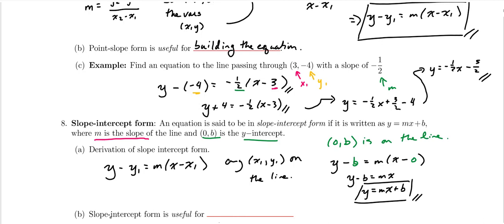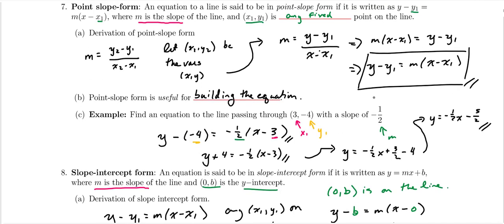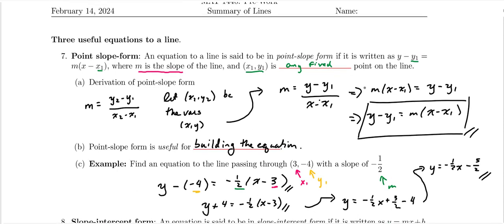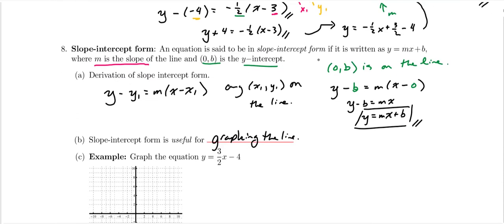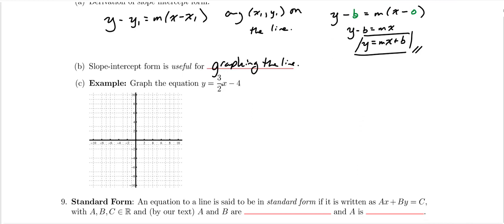And I will say that the slope-intercept form is useful for graphing the line. It has its place. I will reiterate, though, that you do need to get comfortable with both forms of the line for your calculus classes. So let's see how this is useful.